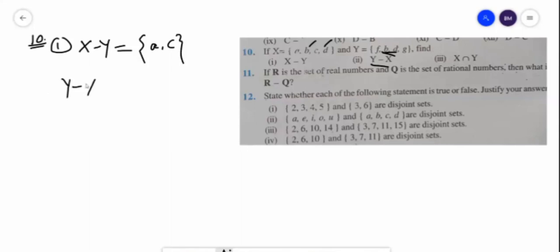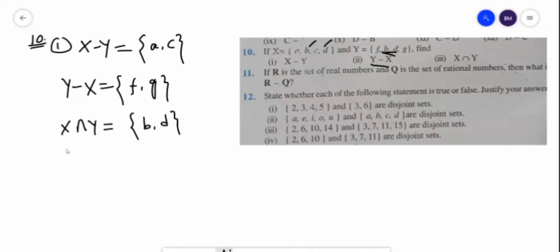Y minus X will be the opposite of that: the common elements of X and Y you have to omit from Y. Then you will get F and G. Now X intersection Y is the common element of X and Y, so this is equal to B and D. Now we can write one definition of X minus Y: X minus Y is equal to X minus X intersection Y. Similarly, Y minus X will be the reverse one.